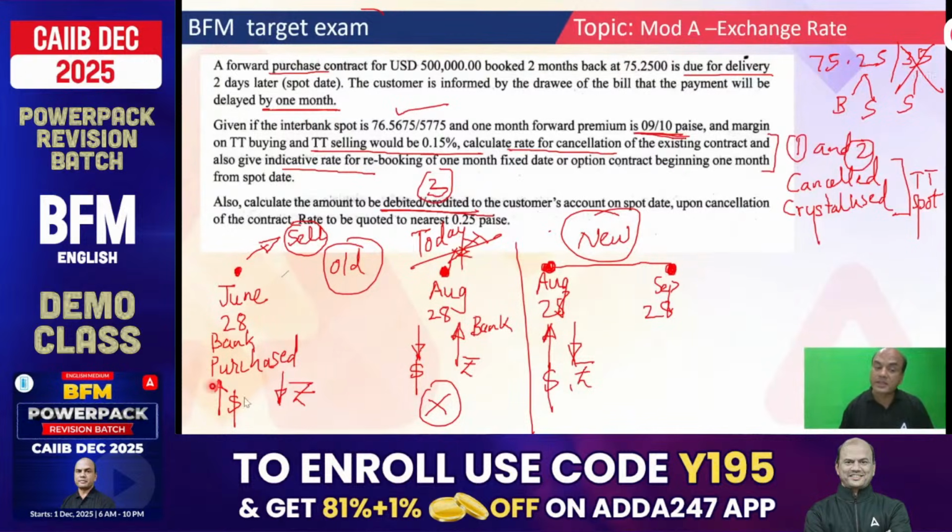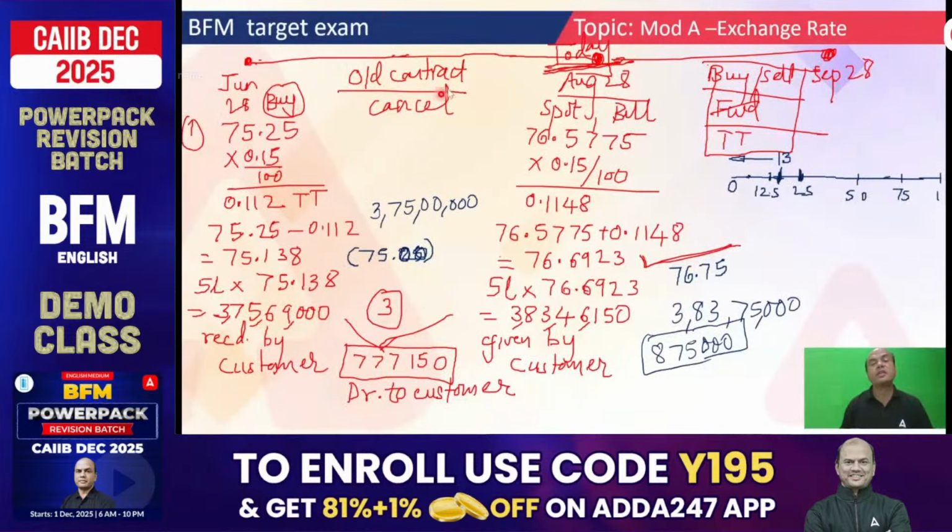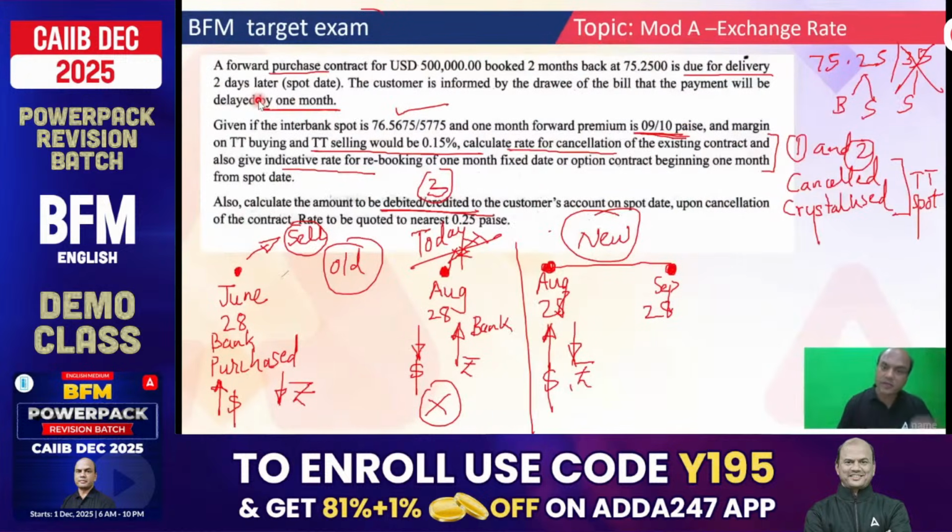So look at the transactions. Focus on the transaction only. Okay? This is old transaction. New we will see to it later. This 1 month later part we will see later, not right now. Okay? So now let's start this old transaction only. June last. What did I buy? See, what is the rate given? 75.25. This is the rate given.